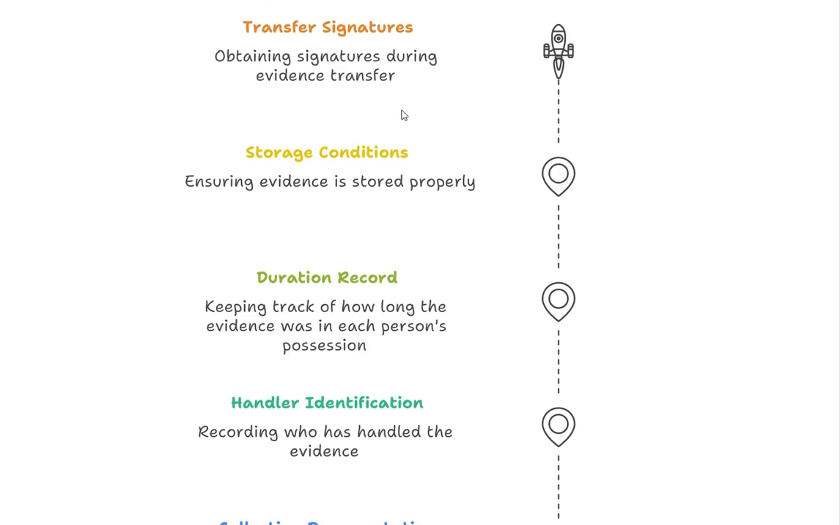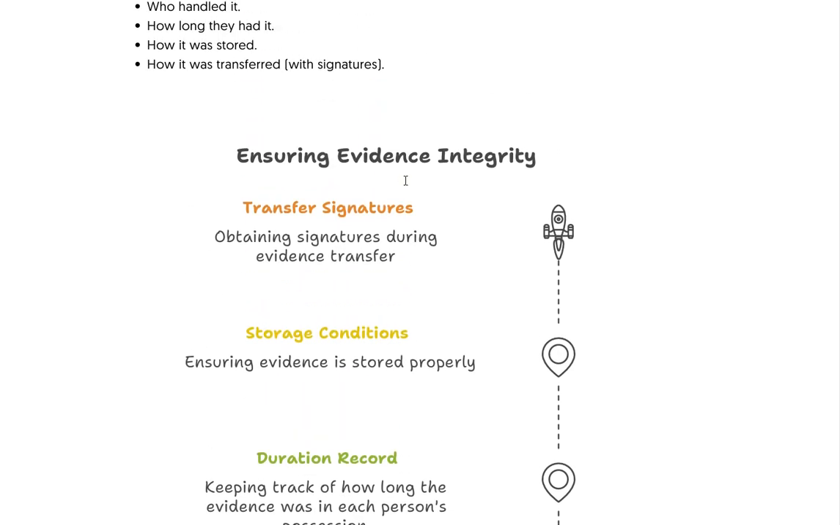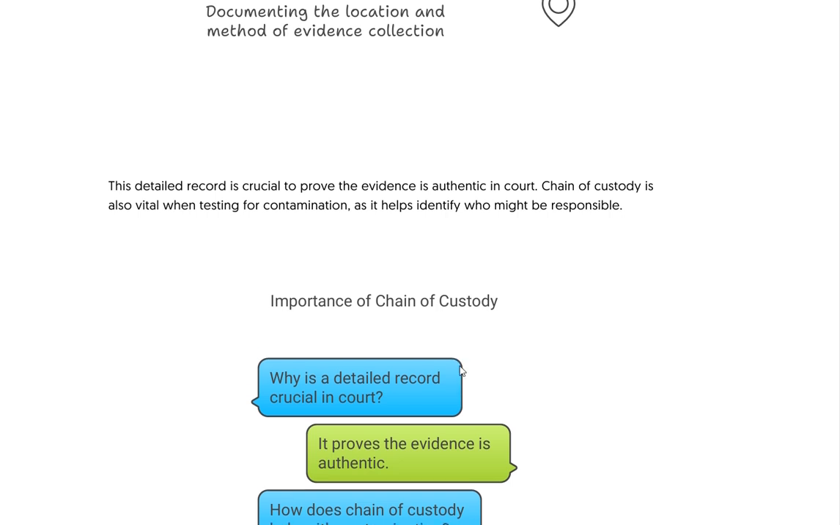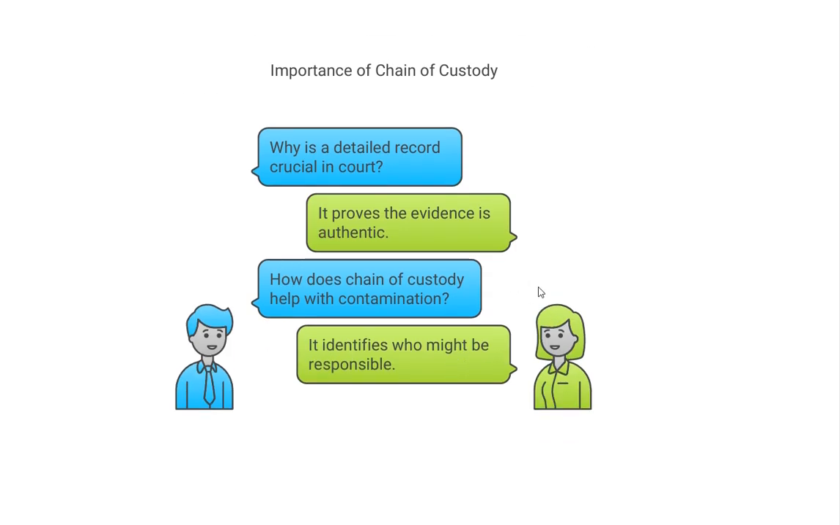Then we make proper use of storage and transfer that file with a signature. Suppose I am keeping it till today, then I need to put a signature saying that I kept the file for these many days. That is how it happens. So a detailed record is crucial to prove the evidence is authentic in court. Why is a detailed record crucial in court? Because it proves the evidence's authenticity.